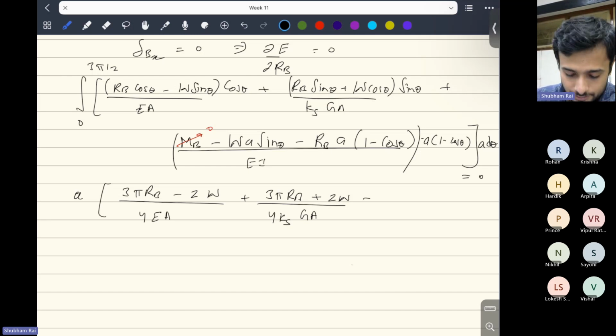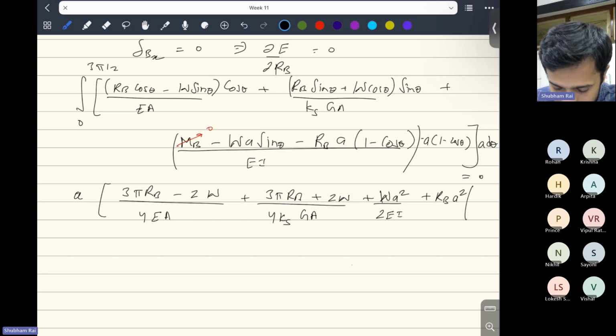So you have to perform these. These are fairly simple trigonometric integrations you would have done already. So you have to do that. Finally, you should get this expression, which I'm writing here: RB into A square and 2 plus 9 pi by 4. And this should be equal to 0.